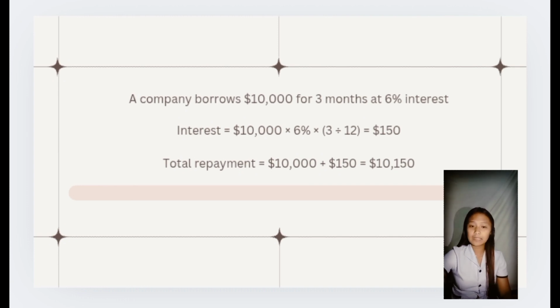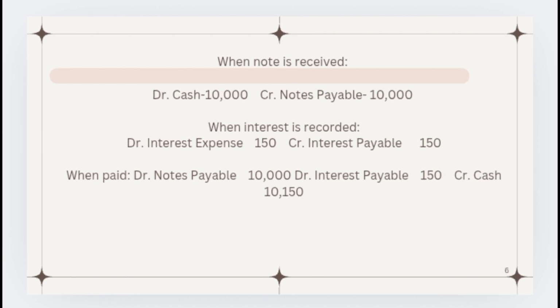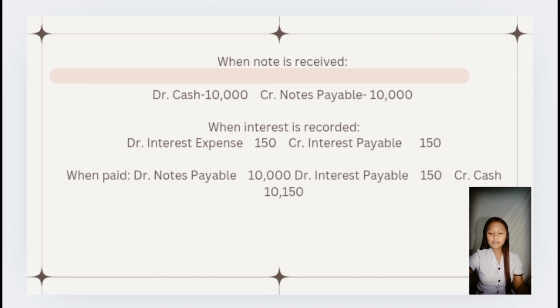At maturity, the company must repay both the principal and the interest, totaling 10,150 pesos. So, here's how the transaction is recorded.